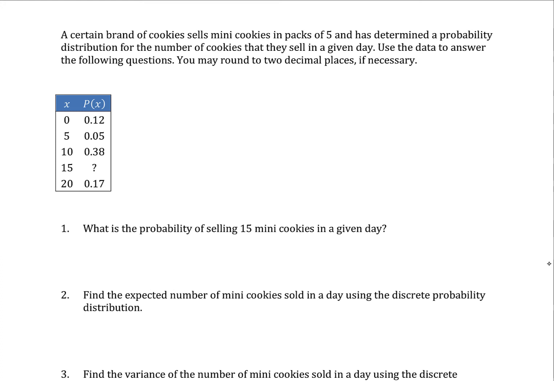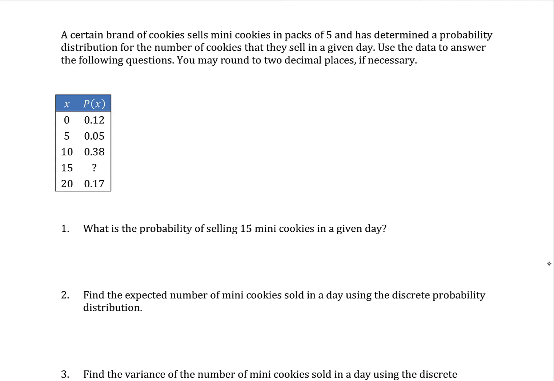A certain brand of cookies sells many cookies in packs of 5 and has determined a probability distribution for the number of cookies that they sell in a given day. Use the data to answer the following questions. You may round to 2 decimal places if necessary. What is the probability of selling 15 mini cookies in a given day?